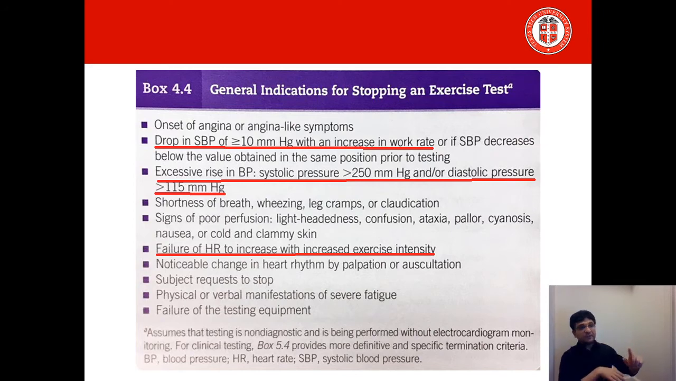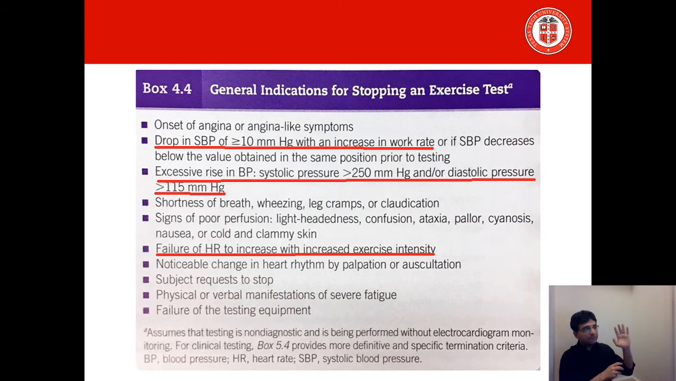Also, if there is an excessive rise in blood pressure, let's say more than 250 systolic and more than 115 or 120 diastolic, this is again a kind of hypertensive crisis situation. I've already talked about that before. Stop the exercise. You will make the person suffer if he continues doing the exercise.